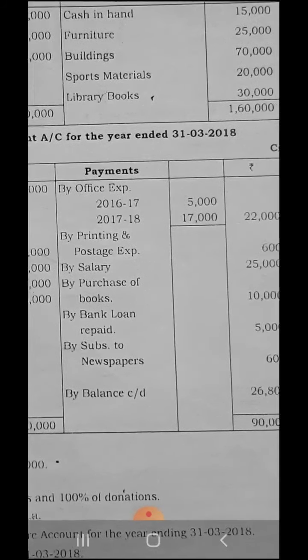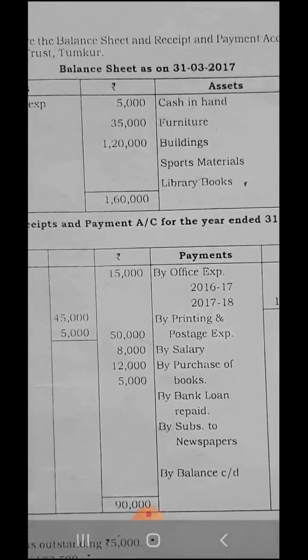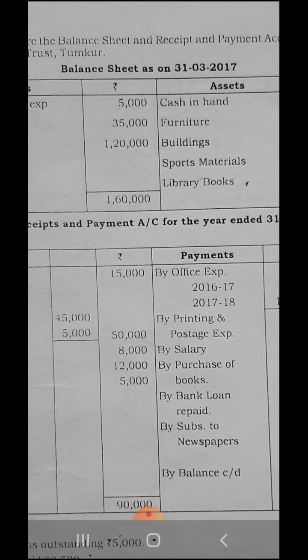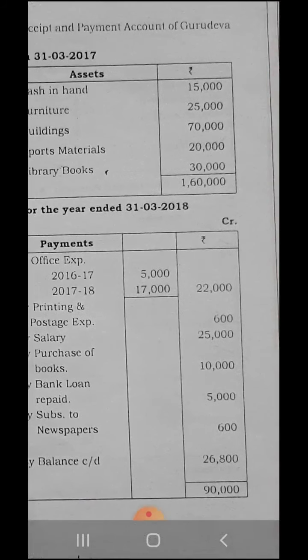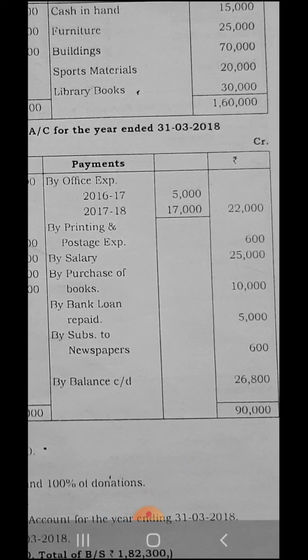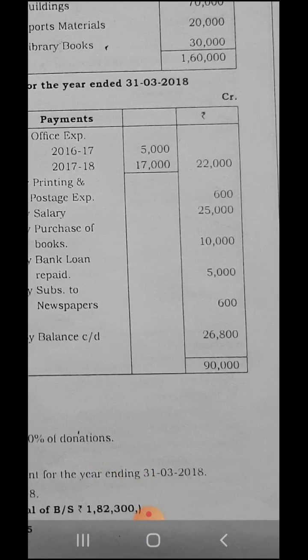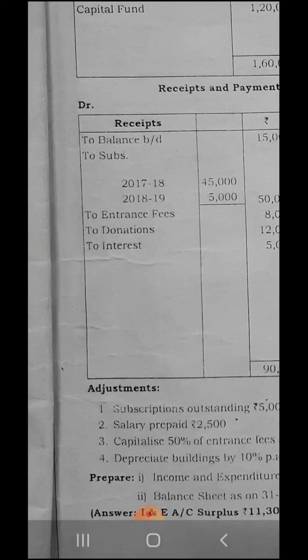Capital expenditure. Bank loan repaid. Out of this bank loan of 35,000 which is given in the balance sheet, this is our liability. Out of that we have paid 5,000, means deduct 5,000 from the bank loan directly. By that our liability will come down. Then subscription to newspaper 600, which is a revenue expense. Then closing cash balance is 26,800, which we have to take as cash in hand in the balance sheet. The closing cash balance is taken, not the opening.